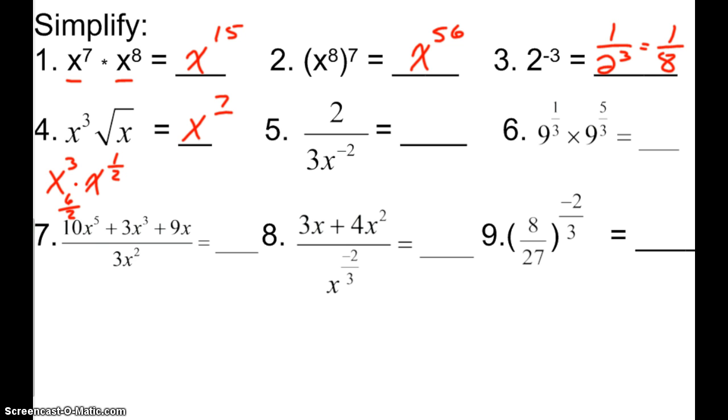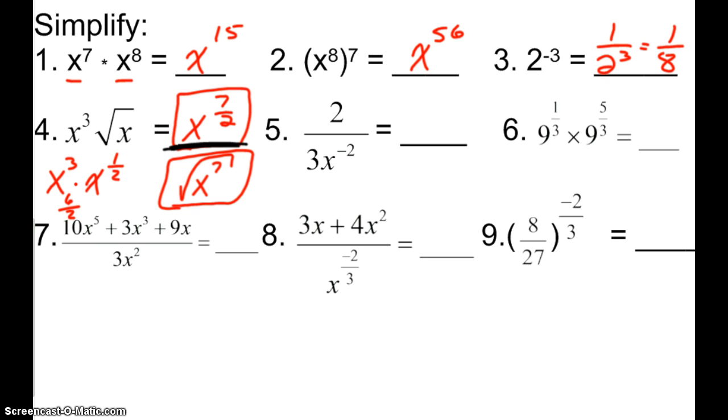So that would be x to the 7 halves power if they wanted you to write it as rational exponents. If they wanted you to write it in root form, you would write that as the square root of x to the 7th. So either one of those answers would be correct depending on the form that they want. Usually, in calculus, they'll want you to write it as rational exponents, so x to the 7 halves power.